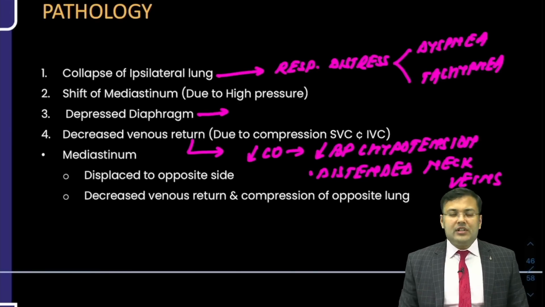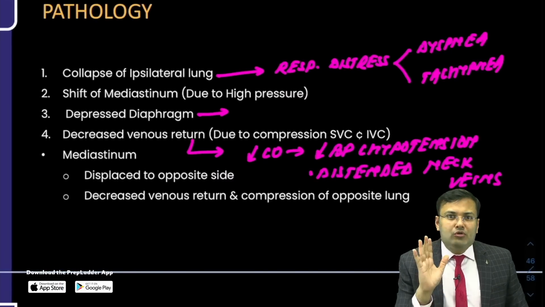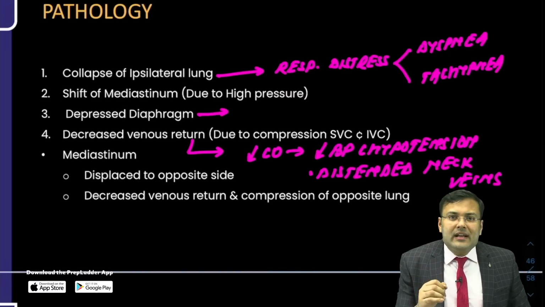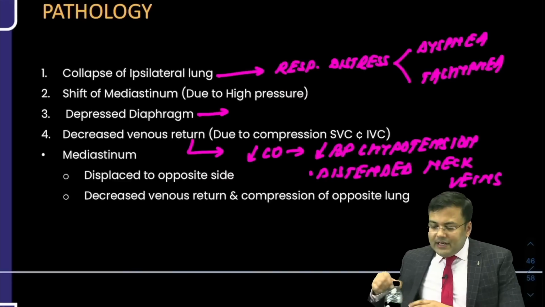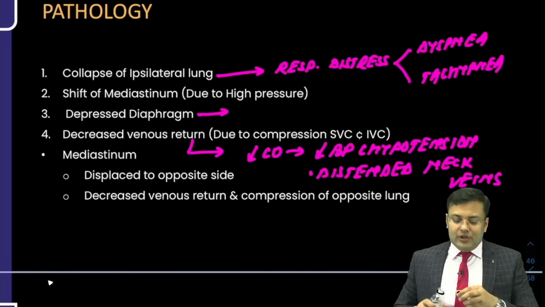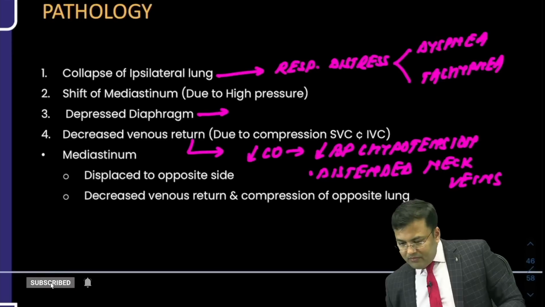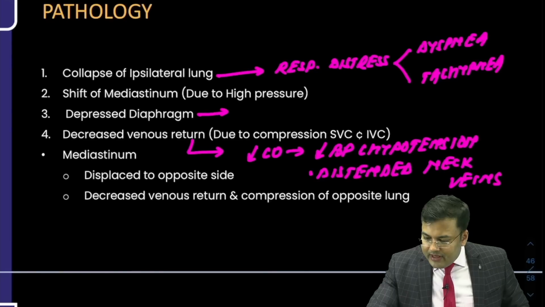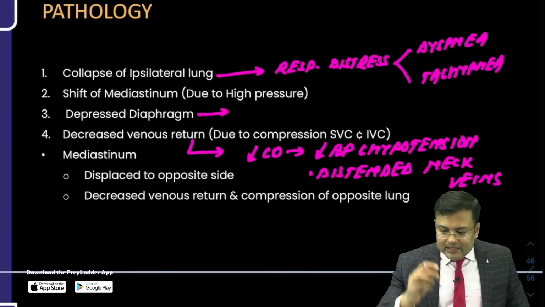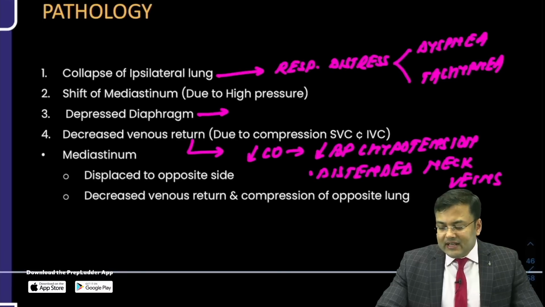Now, one simple question, you tell me, what is the investigation of choice for diagnosis of tension pneumothorax? Is it chest X-ray or is it CT? I am waiting for your response. Tell me guys. Investigation of choice for diagnosis. Chest X-ray or CT? Yes, most of you are marking chest X-ray. Some of you told me the correct answer.